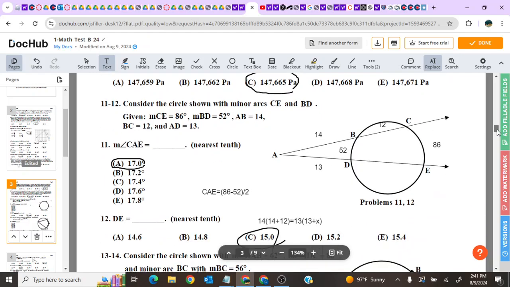11. Consider the circles shown, minor arcs CE and BD. CE is 86 degrees, BD is 52 degrees, AB is 14, BC is 12, AD is 13. What is the measurement of CAE? Well, the thing about these kinds of angles right here, another geometry formula I can't prove, but this angle is equal to half of the larger measurement that's formed minus the smaller measurement that's formed. So 86 minus 52 equals 34, divided by 2, and you get 17.0.